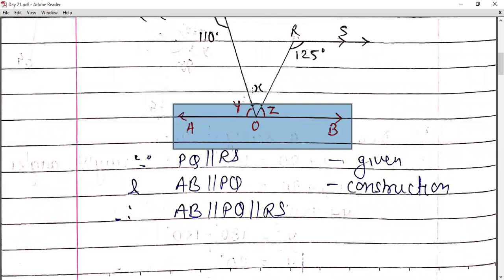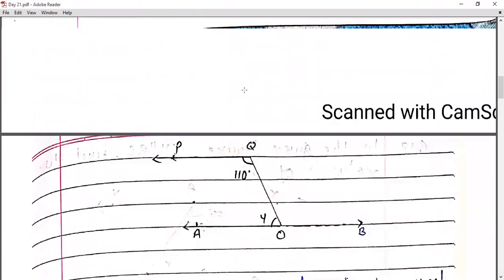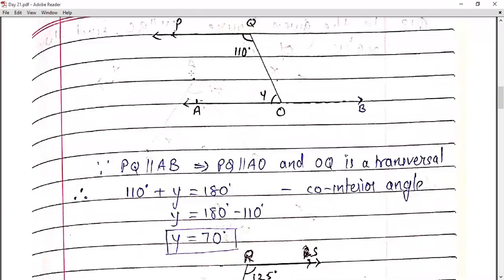Now, to find angle X, let us solve this question by taking part of this diagram. Two parallel lines with one transversal. So you can see PQ and AB are parallel lines. I will be taking only a part of AB as AO. I don't need OB. So PQ is parallel to AO and OQ is the transversal.